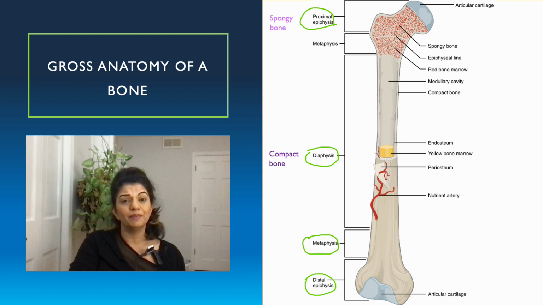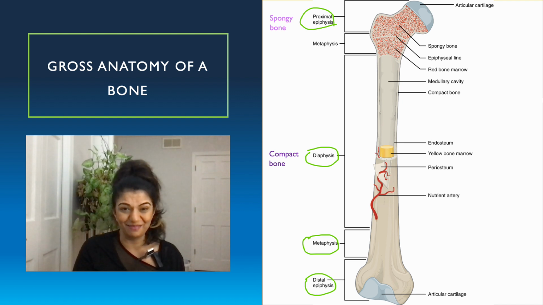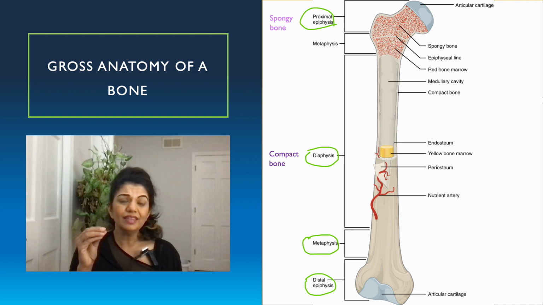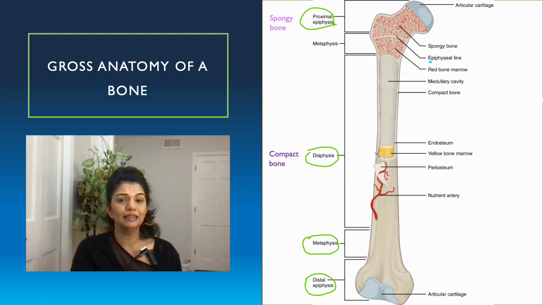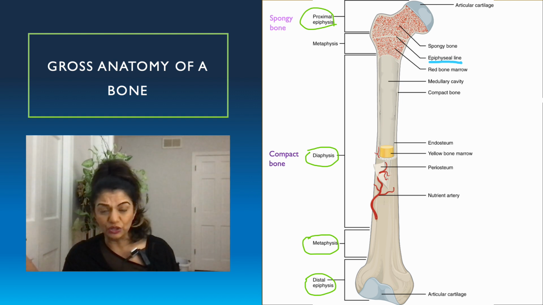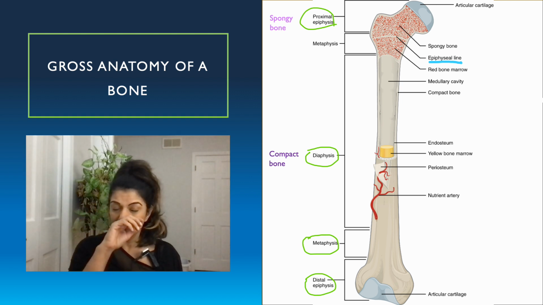Now, each epiphysis meets the diaphysis at the metaphysis. Say that 10 times, it's quite a mouthful. But here we have a narrow area that's called the epiphyseal plate. Now, you might be like, wait a minute, you just said epiphyseal line, not plate. You're quite correct. Let me explain.